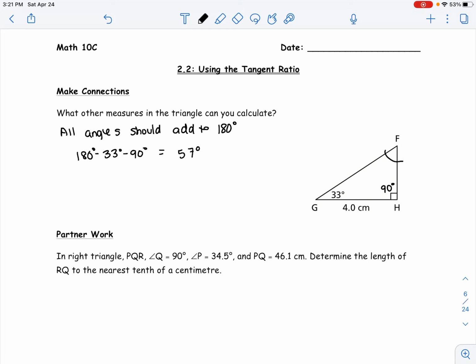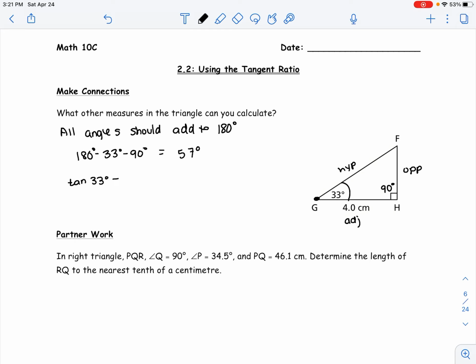Now, depending on what angle you're looking from, you could look from 33 degrees. If you're looking from 33 degrees, this would be called your hypotenuse. This would be called your adjacent because it's the other side length coming out of 33 degrees, or angle G. And your opposite would be FH. So once you have it labeled, you could use the tan ratio to find out a missing side.